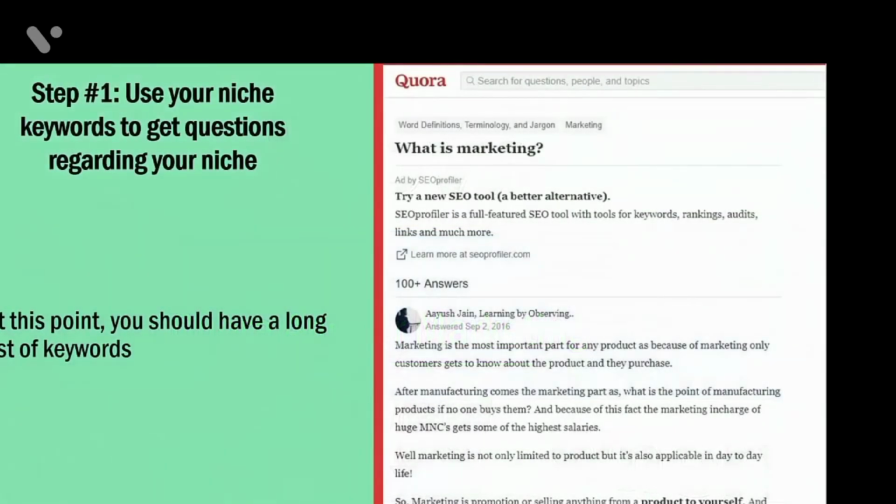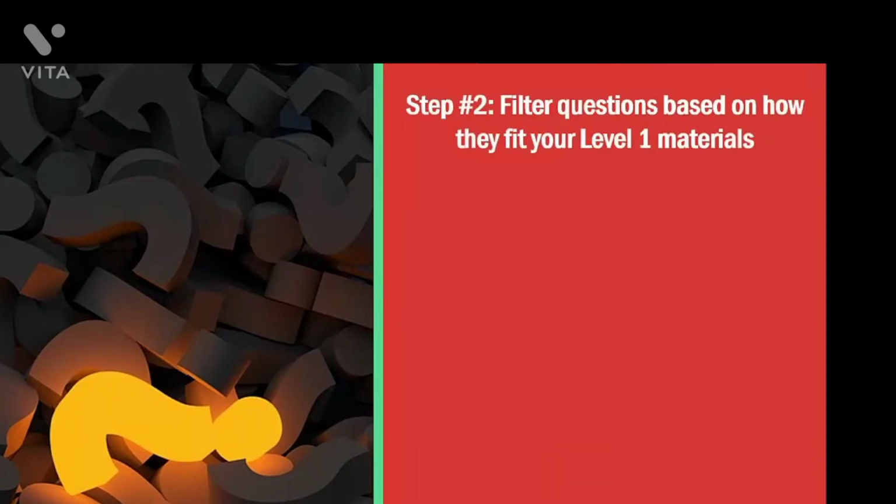Step number 1, use your niche keywords to get questions regarding your niche. At this point, you should have a long list of keywords. These are keywords that are directly related to the products that you have selected. Enter these keywords into Quora's search box. You should be able to retrieve at least some questions related to your niche.